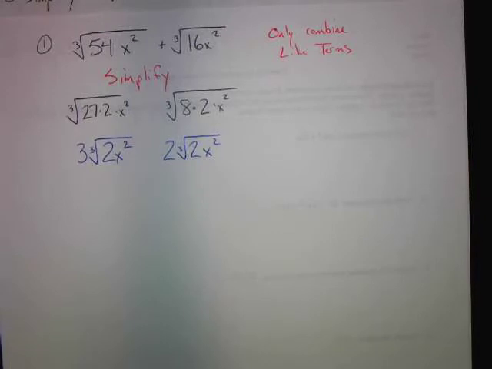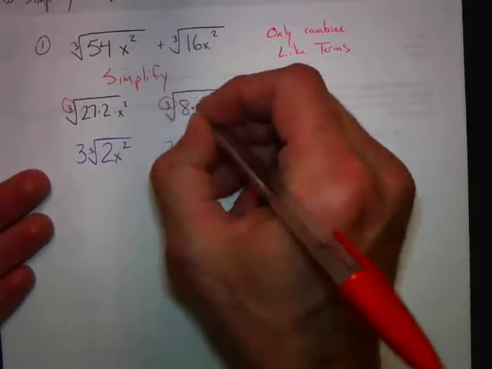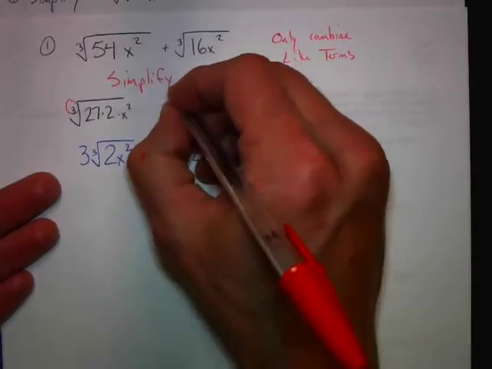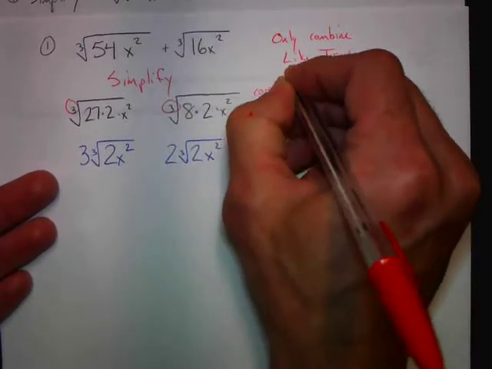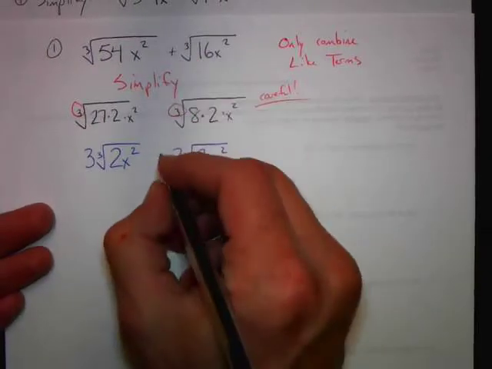All right, so hopefully you are careful with leaving your indexes. Be careful with the indexes, because that's a pretty important part. Okay, so I've simplified both, and then I have the plus sign in between, right?